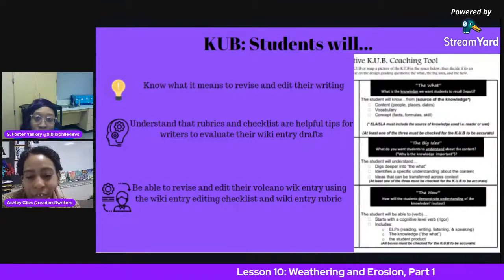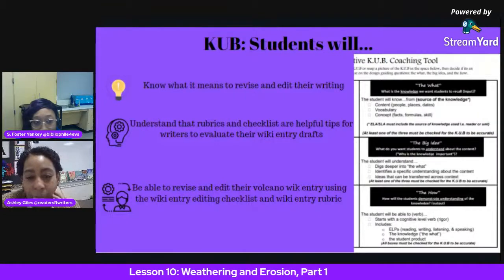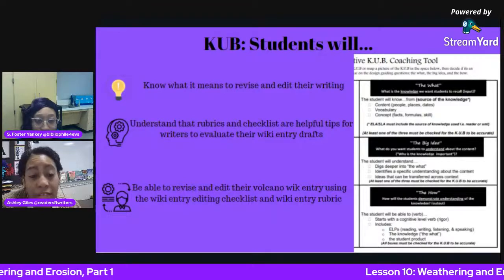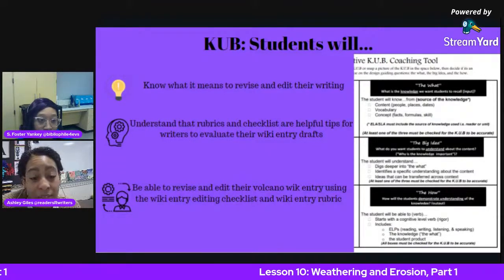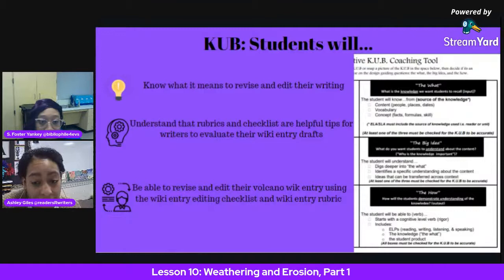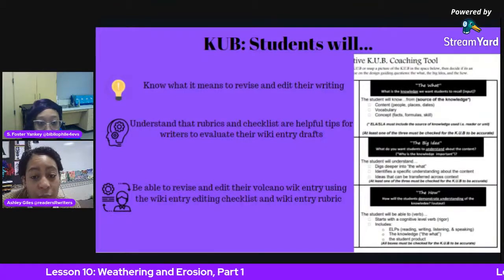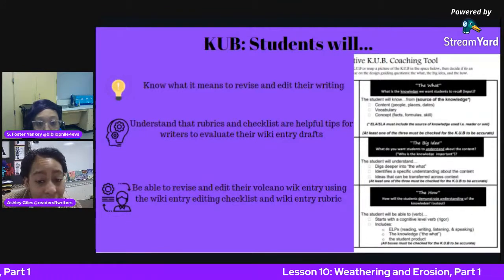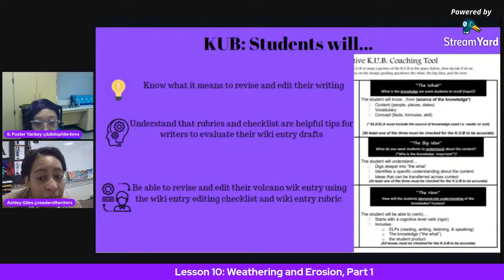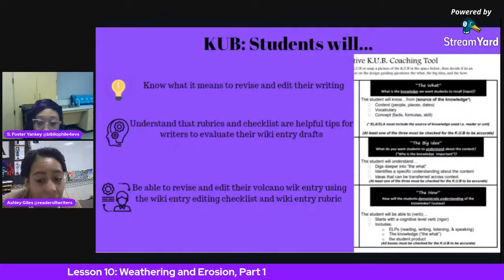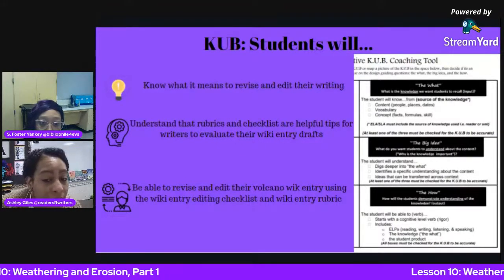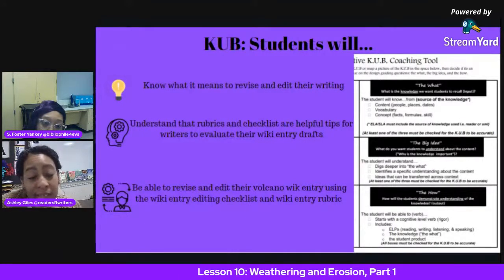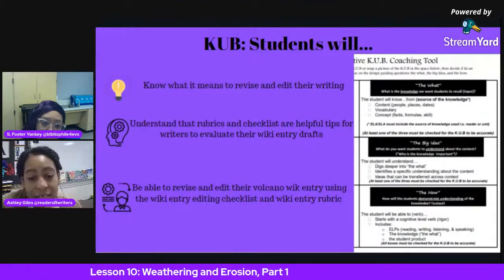So would they be able to articulate the reason that you revise and why you edit? Should the understand be that I said they understand that rubrics and checklists are helpful tips for writers to evaluate their wiki entry, because that's what you're doing when you're revising and editing? You're evaluating, but should that evaluate part be in the be able to? I think revise and edit are good for the be able to.